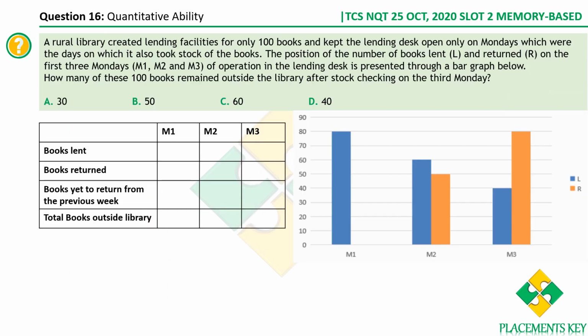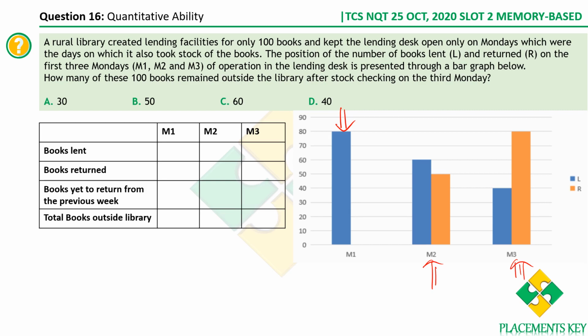A rural library created lending facilities for only 100 books and kept the lending desk open only on Mondays. This is the first Monday, M1, M2 is the second Monday, and this is the third Monday. So the library will be opened only on Mondays to take the stock of the books. Now the position of the number of books lent and returned on the first 3 Mondays of operation is presented. Blue is lent, and orange is the ones that are returned. How many of these 100 books remained outside the library after stock checking on the third Monday?